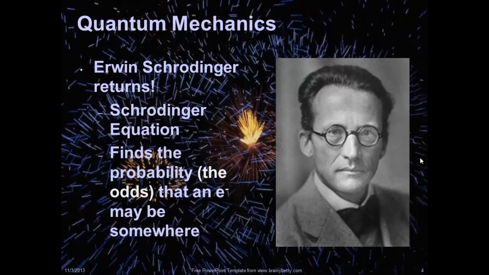But like we said, we can't have an exact location because electrons are always moving. So what this equation does is it finds the probability, or the odds, that an electron may be somewhere. What are the odds that we're going to find an electron at that spot? So we have an equation that can approximate where they are, find the odds to where an electron is going to be, and we know that we can't pinpoint that location because the electrons are always moving.